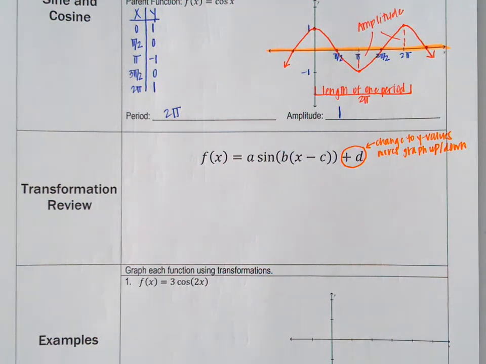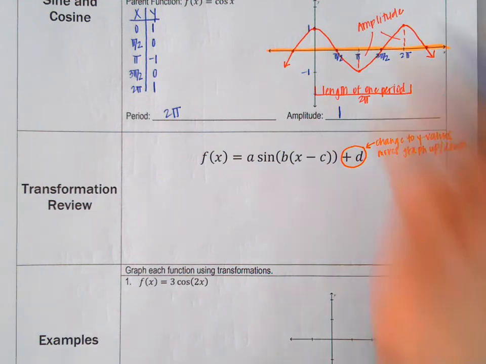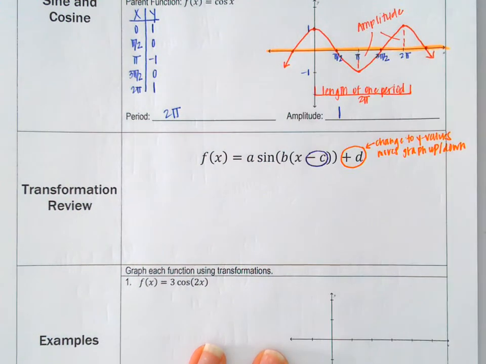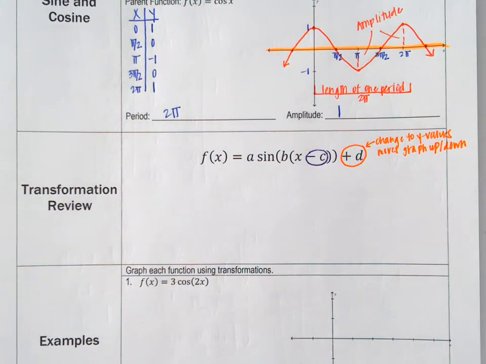So the other one that you are pretty familiar with is C. So remember C, with C, is that within the function or is that outside the function? And if you're thinking it's within, you are correct. And so if it's within the function, is that going to be a change to x or a change to y? So that would be a change to x.